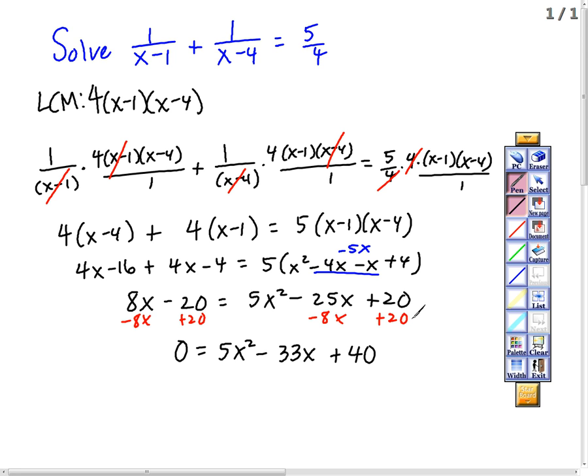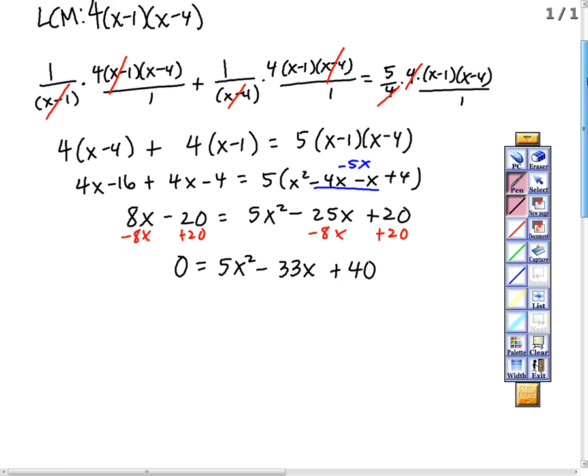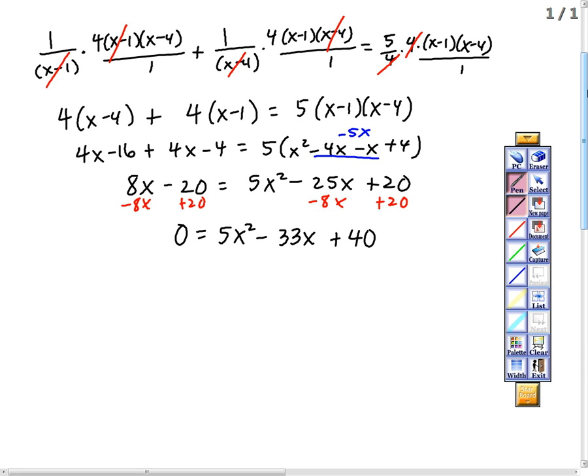You can try to factor it, or use the quadratic formula, or complete the square. Let's go ahead and try to factor it, I guess. The quadratic formula would be very easy, but let's go ahead and try to factor it. So I need factors of 5, 1 and 5, and factors of 40, 1 and 40, 2 and 20, 4 and 10, 5 and 8, that add up to negative 33. So I need a combination that adds up to 33.